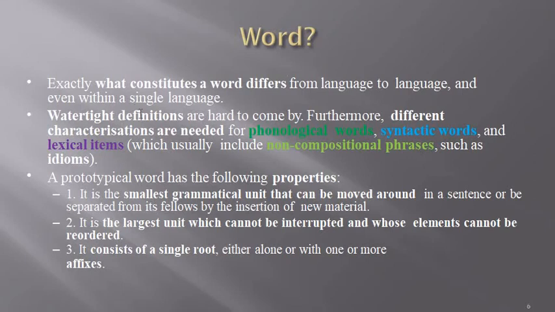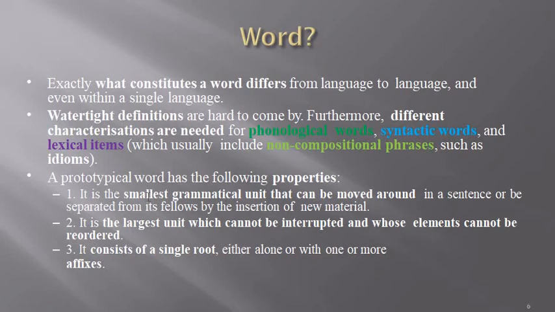Previously you were taught about the theories of semantics, in which you learned about the prototype theory. Every word has properties, and the main word shares the major properties, while other words which share some or a few of those properties fall under that particular category. So a proper typical word has the following properties. Here are the three properties of the word, because there is no watertight single definition. These are the properties on the basis of which we can define the word.